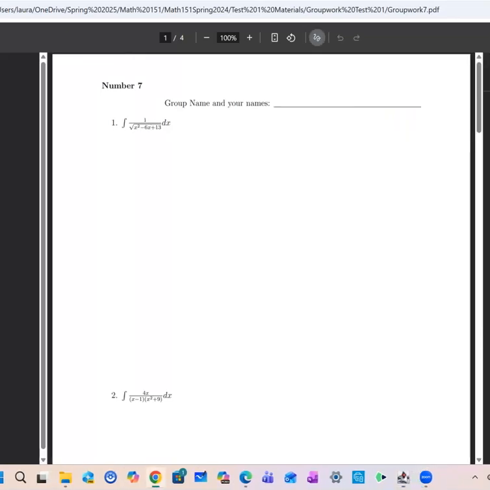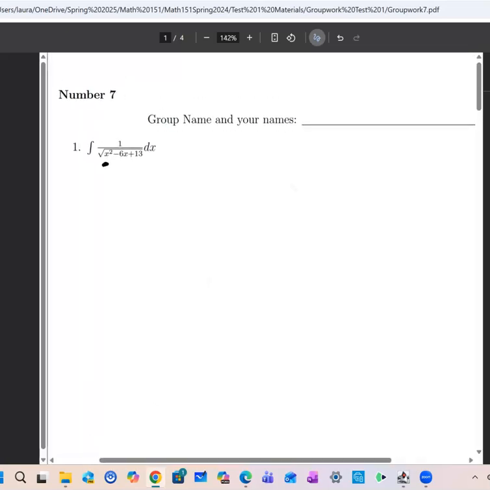All right, let's do this. So you see the radical, you see x squared. So perhaps you're thinking trig substitution, but it's not in the correct form. So that's where we want to fix this by completing the square.